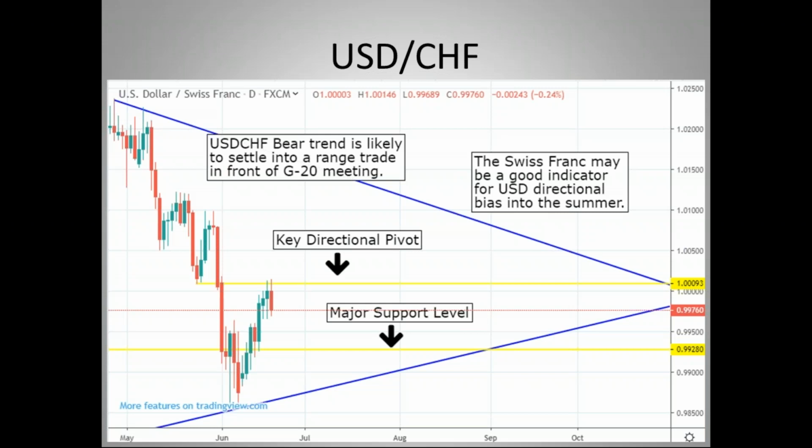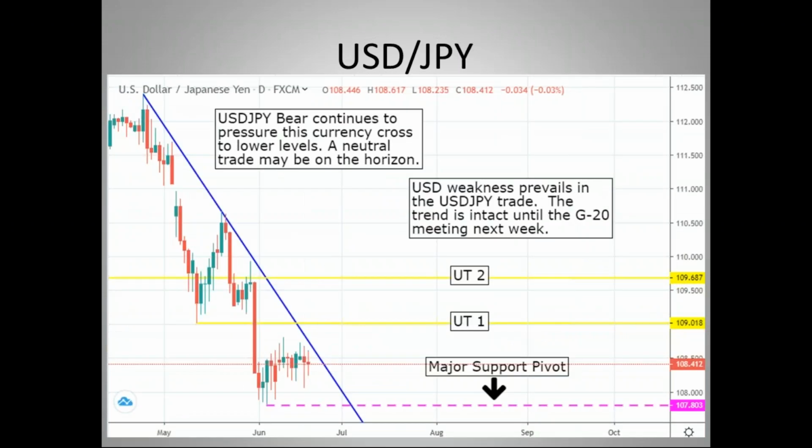So with that, let's move on to our next slide. Here is the US dollar Japanese yen. This bear continues to pressure the currency cross to lower levels. Right now, ironically, we have the other ones we just talked about. Harmonically, they're in motion. I don't know if that's going to impact this one. This one is a head scratcher.